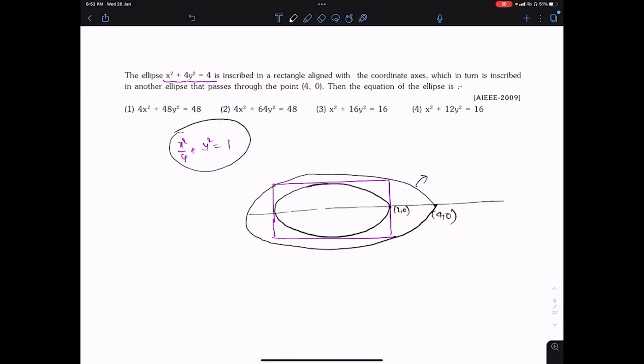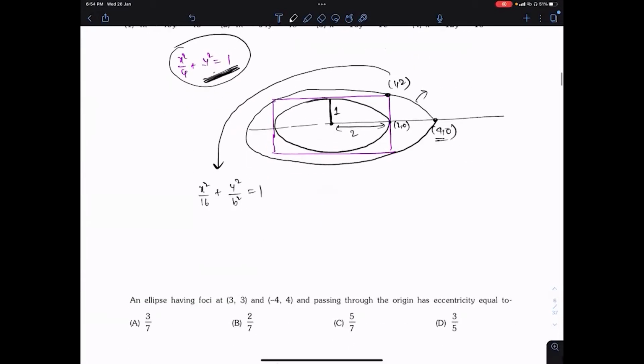See, this is an ellipse whose x-intercept is 4. So can I say the equation will be x square by 16 plus y square by b square equals 1? Now simple, guys. We should know some additional information about the outside ellipse. Very easy. Why? Because the inside ellipse equation they have given. So this is 1 and this is 2. So this point coordinate will be 1, 2, which is on the outside ellipse. So this 1, 2 should satisfy the equation. So 1 by 16 plus 4 by b square equals 1. You will get the value of b square. Okay.